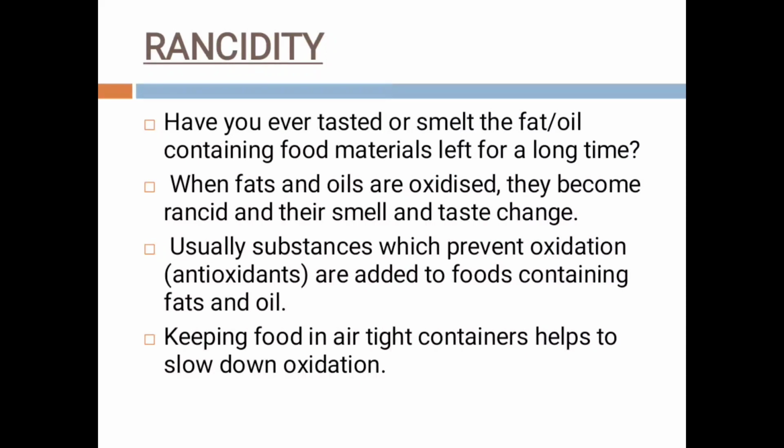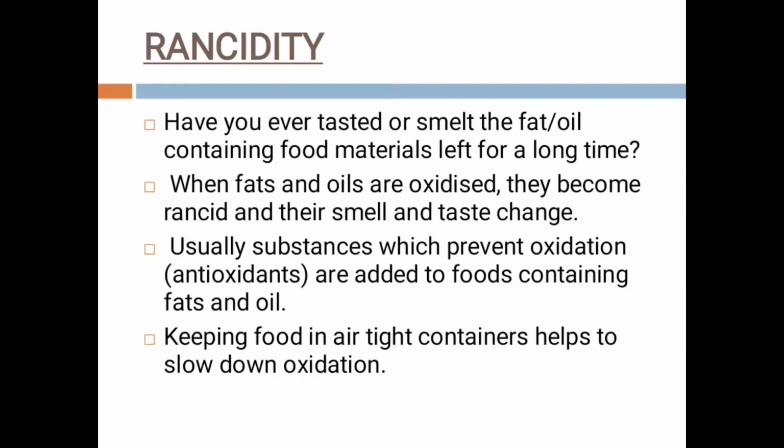To prevent this kind of oxidation reaction in food material, antioxidants are usually added to foods which contain fats and oils, so that no oxidation takes place and the food does not turn rancid. Now, what measures can we take to prevent rancidity of food materials containing oil and fats?